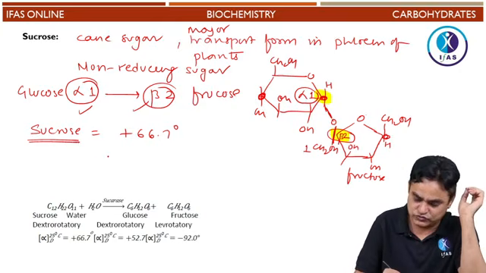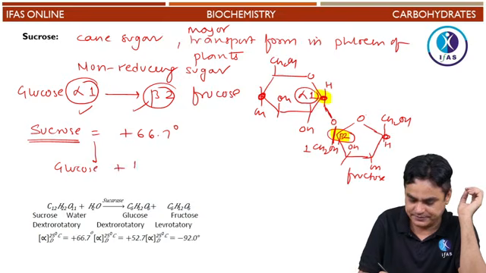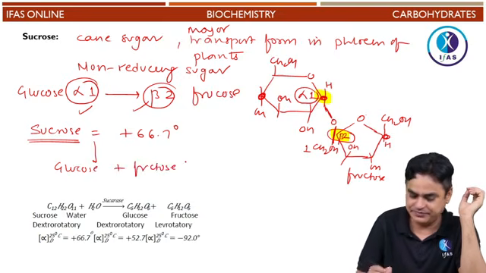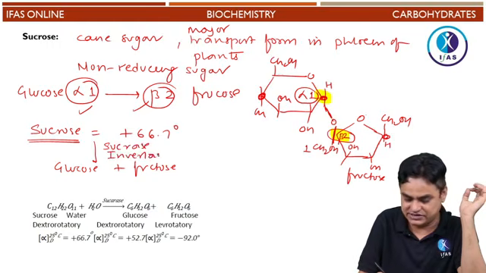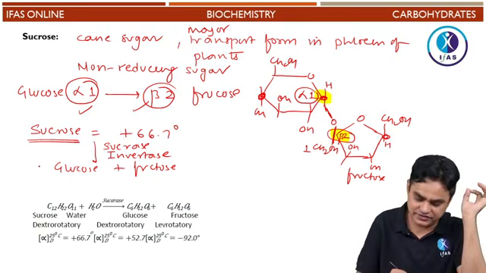And sucrose could be hydrolyzed into glucose plus fructose by an enzyme referred to as sucrase. It was initially also known as invertase. Why invertase? Because you will obtain D-glucose and D-fructose as a mixture due to the action of this enzyme.